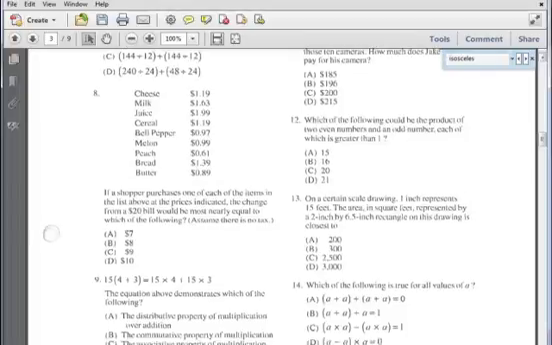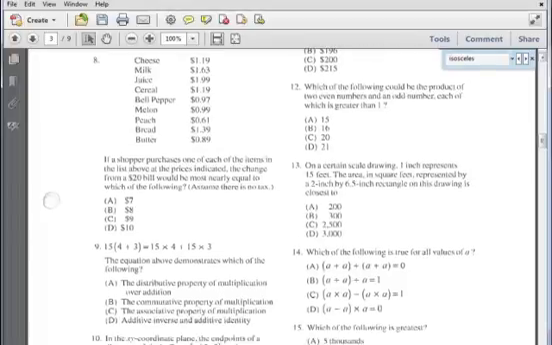Which of the following could be the product of two even numbers? You guys know whenever you're testing, you always test negatives, positives, and fractions. You know that? When we're testing? They might ask you something like, here's number 14: which of the following is true for all values of A?